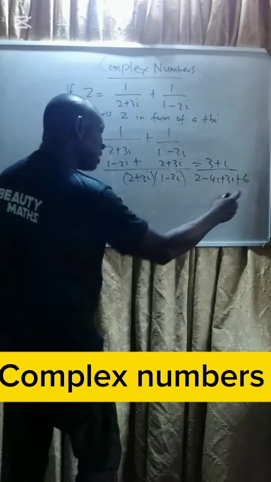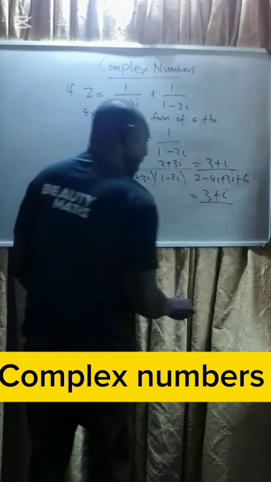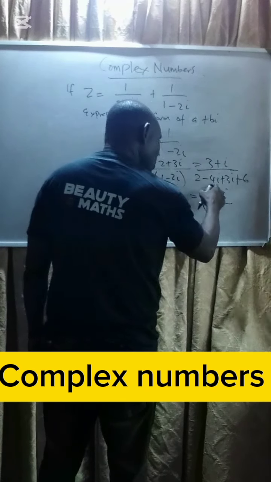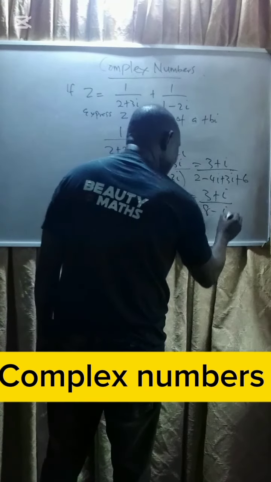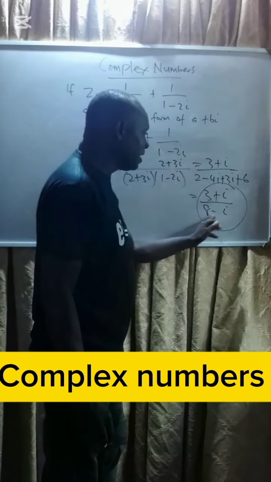Now what do I have? This is equal to 3 plus i all over 2 plus 6, which is 8. Minus 4i plus 3i will give me minus i. So I have this as 3 plus i over 8 minus i.